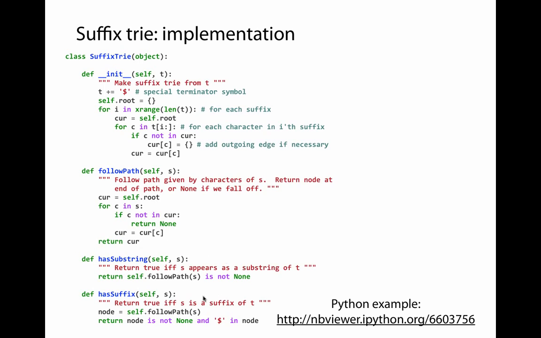And finally, we have the has suffix function here, which starts at the root node and follows the path corresponding to s. And then it returns true if we did not fall off the trie, and if the node that we ended up in has an outgoing edge on the terminator, on $. And you can find an IPython notebook of this and some other code up on this website here.